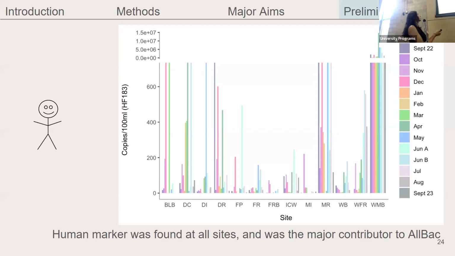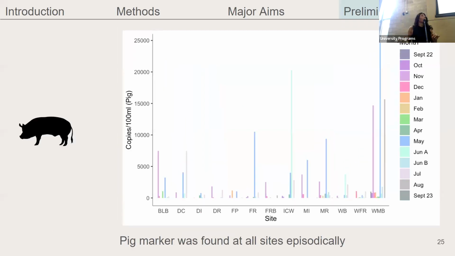Not very surprising. Then we have our PEG marker. The PEG was also found at all of the sites, but it's a bit more episodic. So we see a lot less colors on the graph. We see a lot of May. Don't know what's going on in May, but there's a lot of pigs in May.